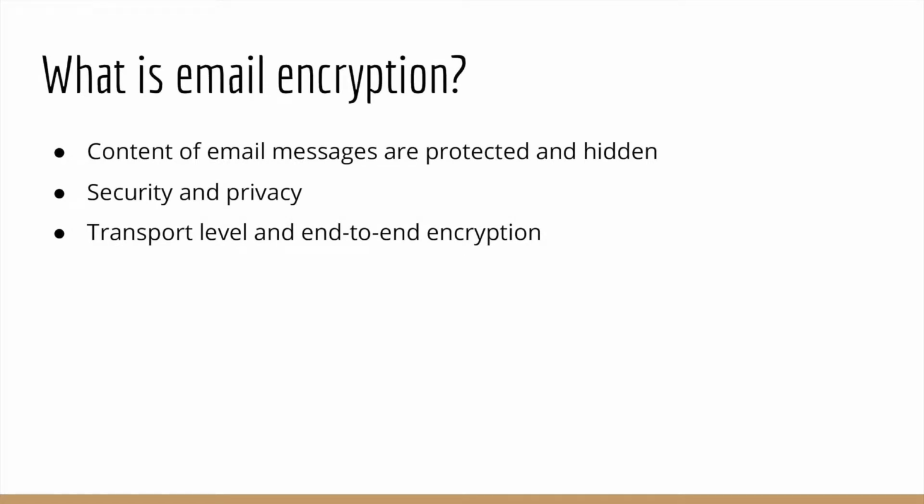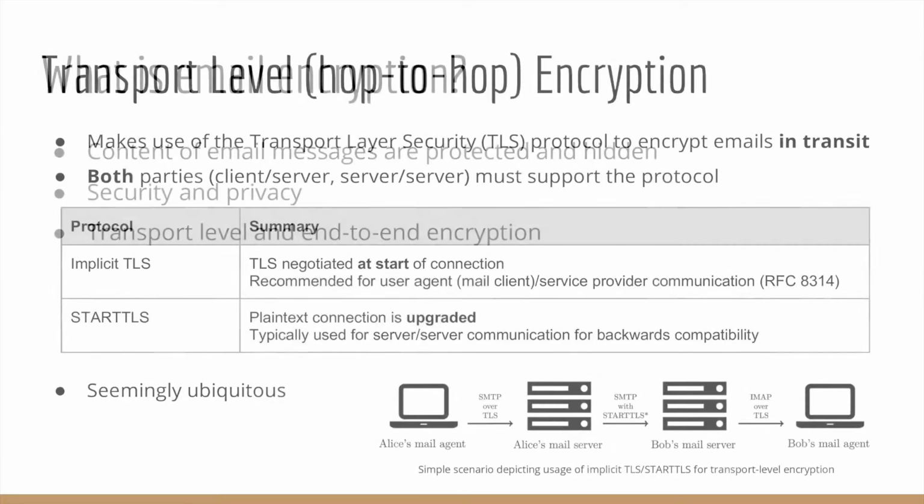Firstly, what is email encryption? Email encryption allows the contents of an email message to be protected and hidden from anyone but the intended recipients. Without it, messages are prone to interception and alteration by malicious parties. Encryption can occur on two different levels. At the transport level, known as transport level encryption, and at the endpoints, known as end-to-end encryption.